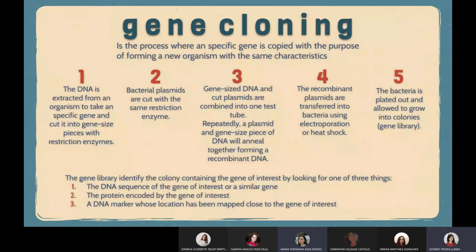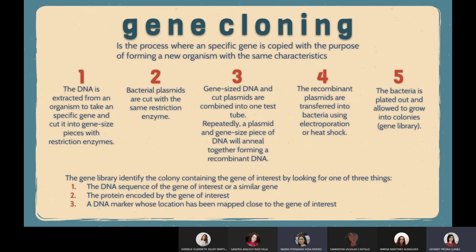Gene cloning is a process where a specific gene is copied with the purpose of forming new organisms with the same characteristic. There are 5 steps. The first one is that the DNA is extracted from an organism to take a specific gene and cut it into gene-sized pieces with restriction enzymes. The second one is that bacterial plasmids are cut with the same restriction enzyme. The third one is that gene-sized DNA and cut plasmids are combined into one test tube. Repeatedly, a plasmid and a gene-sized piece of DNA will anneal together, forming a recombinant DNA.